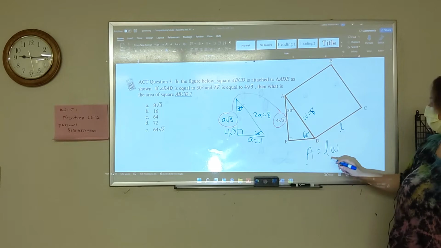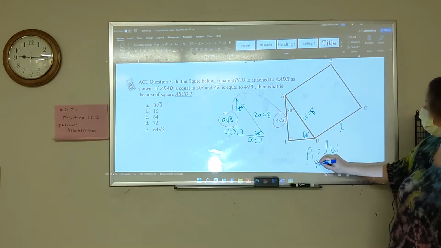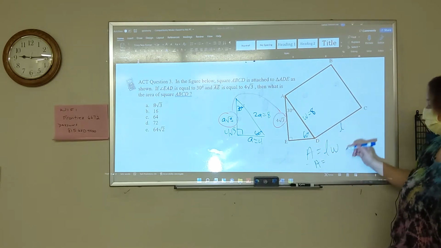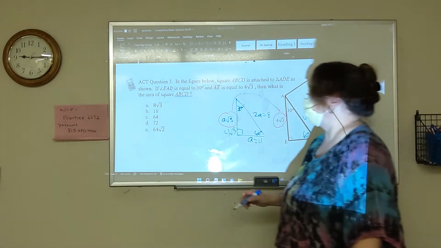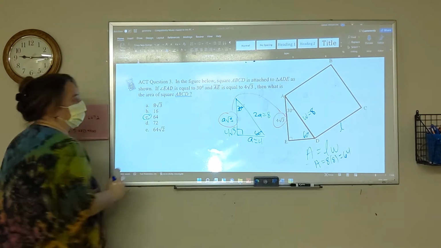So if W is 8, I can find my area. Again, my length and my width are the same. This is a square, supposedly. So this is going to be 8 times 8, which is 64. So my area is 64.